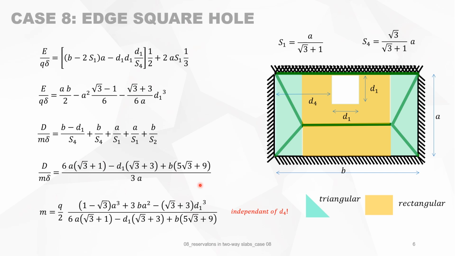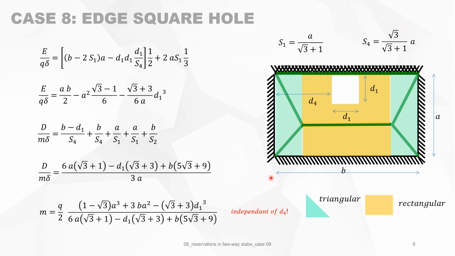Notice that on this formula, D4 is not there. It's only dependent on D1, A, and B. So maybe we made a mistake, because this is strange. Because this does not play any role in the maximum bending moment.